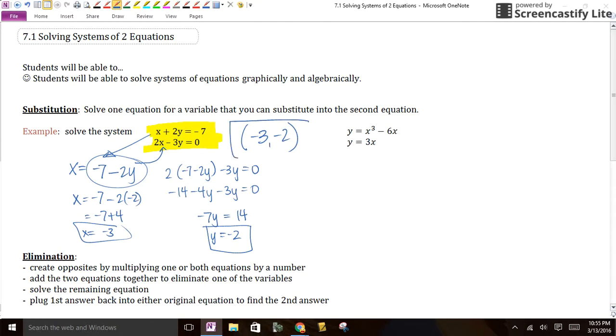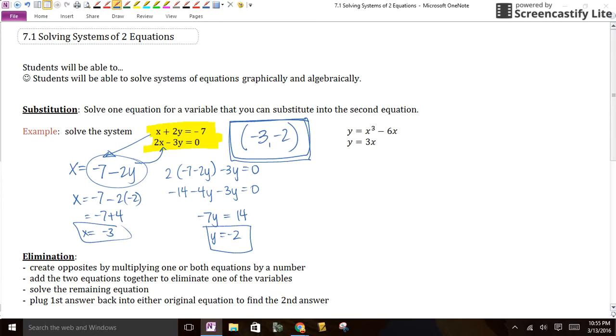Everyone knows that's a point. That is your x value. That is your y value. Finito. You should be able to plug it in and have it work in both equations. You can check the first equation, it does work. You can check the second equation, -6 plus 6 is 0. It works beautifully. And that is your solution.